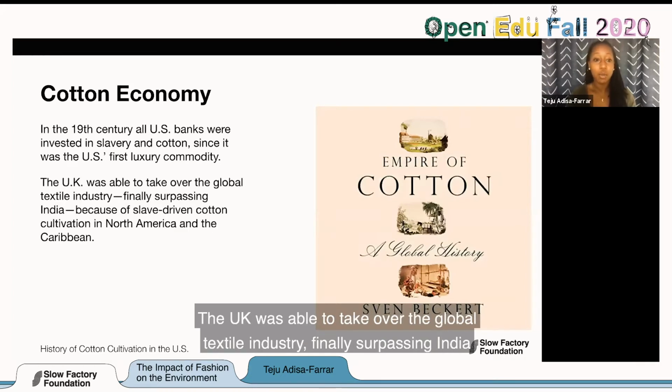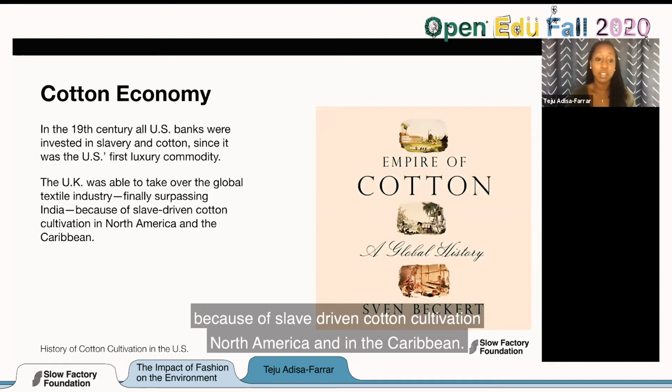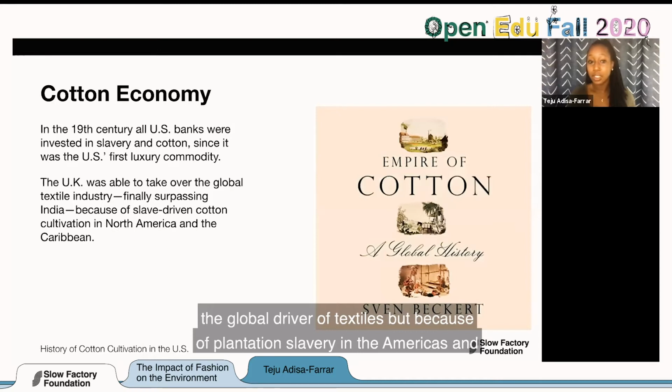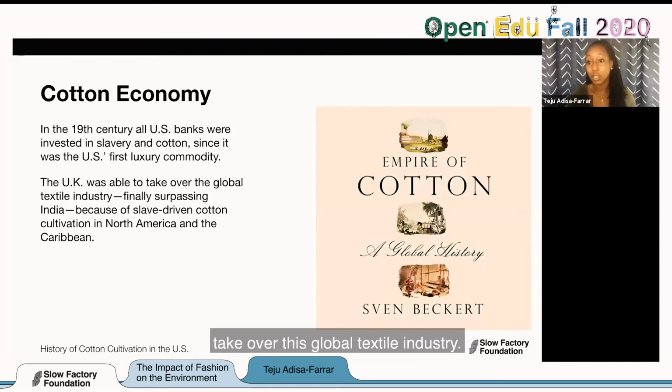The UK was able to take over the global textile industry, finally surpassing India, because of slave-driven cotton cultivation in North America and in the Caribbean. So previously, to this mass cultivation of cotton in the New World, India, having been the center of Old World cotton, having a huge textile culture and industry, was the global driver of textiles. But because of plantation slavery in the Americas, and because the United States at that moment was a British colony, the UK was able to take over this global textile industry.